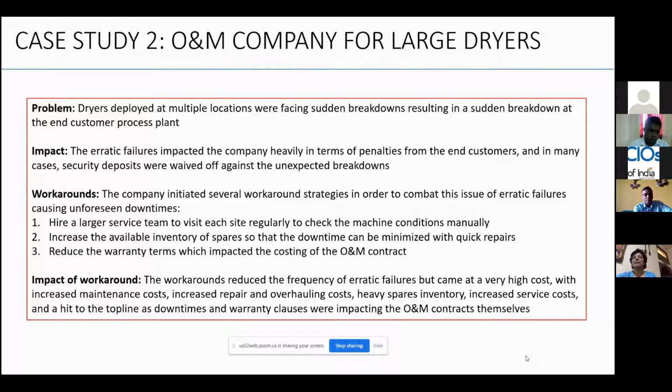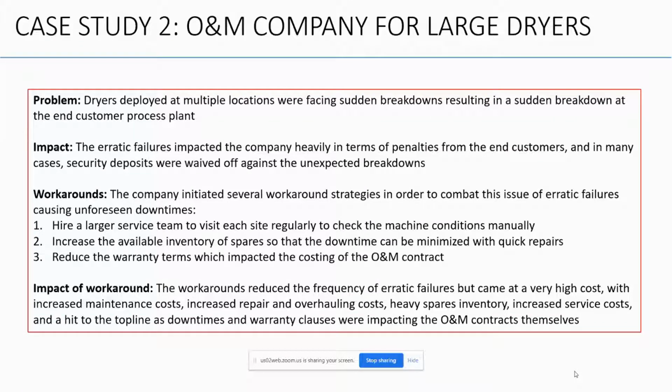And of course, this definitely helped. This helped reduce the impact of the problem. But the problem was still there. So it came at a high cost. You still had increased repair, increased maintenance, increased overhauling, larger spare inventory. So it was affecting both top line as well as bottom line. So it was a keen requirement to ensure that this gets streamlined in a more reliable manner, rather than a workaround.